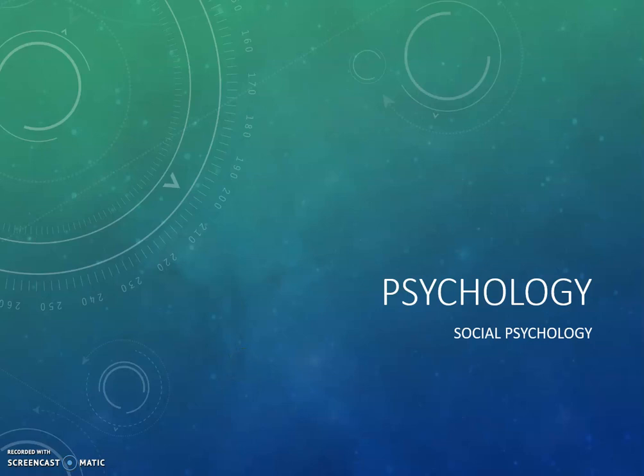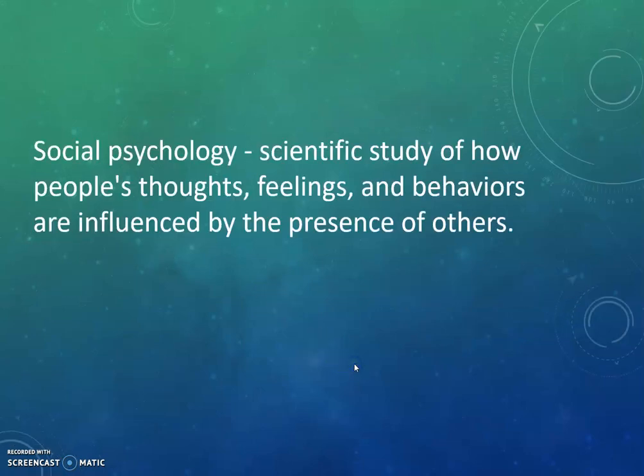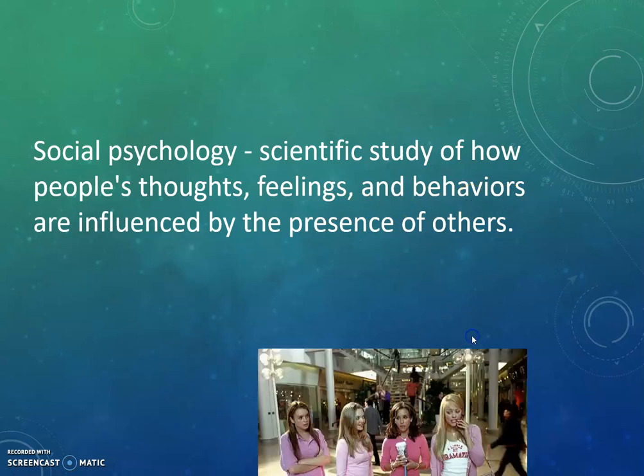Hello, everyone, and welcome to the chapter called Social Psychology, as we look at how behavior is influenced in social circumstances. Let's take a look at the definition. It says here, social psychology: the scientific study of how people's thoughts, actions, and behaviors are influenced by the presence of others. And obviously, the more we're around people, that will affect our thoughts, feelings, and behaviors.